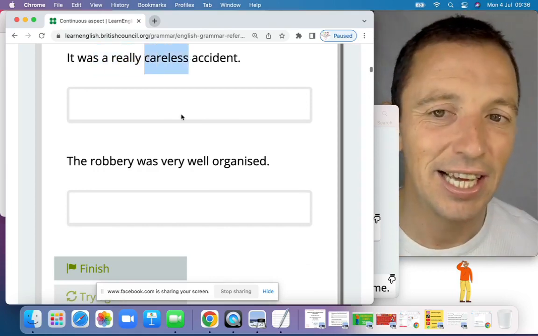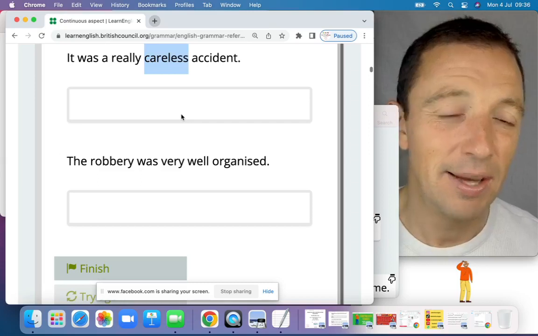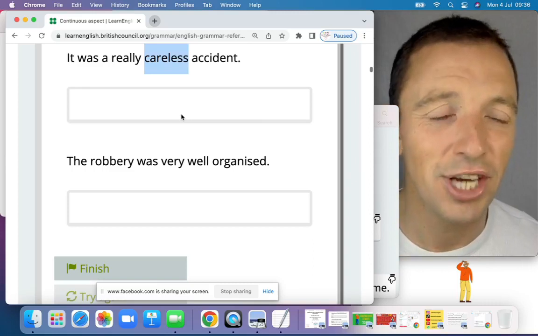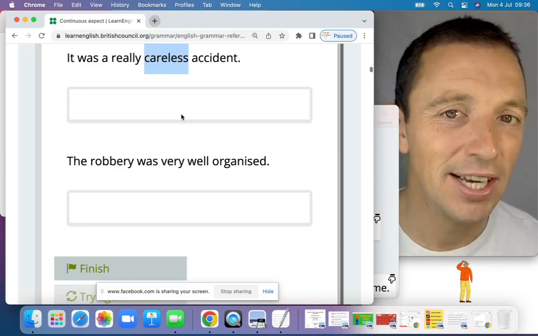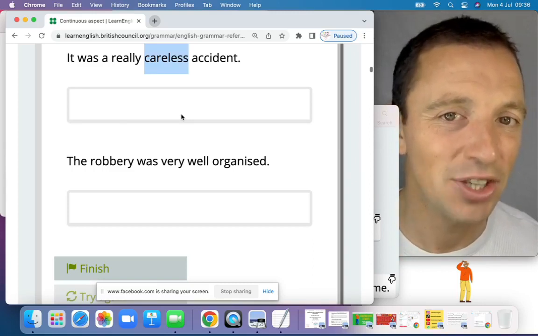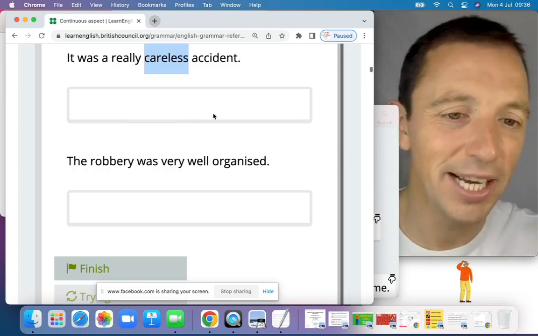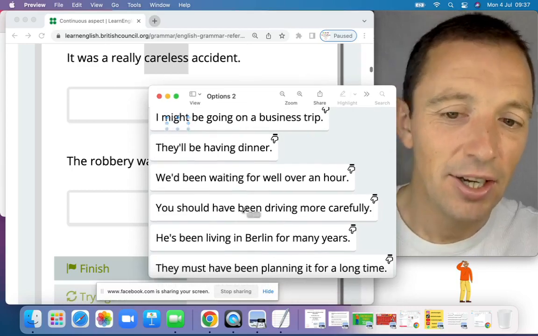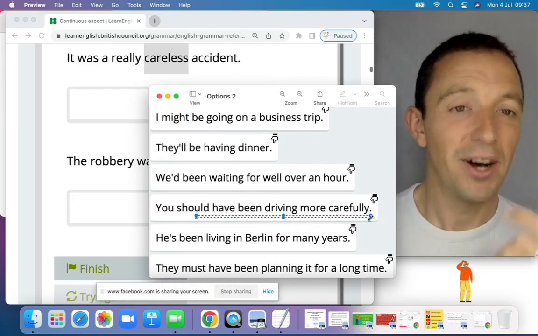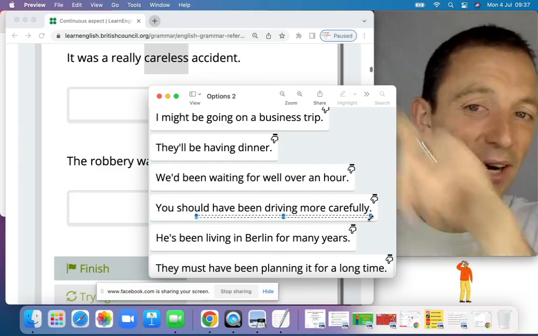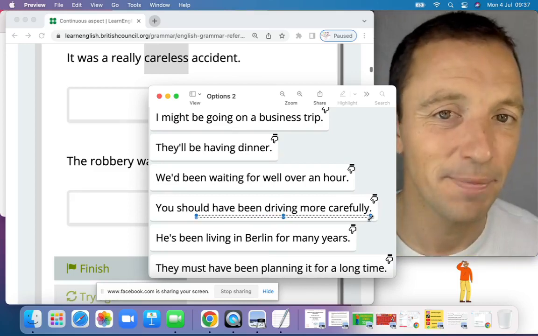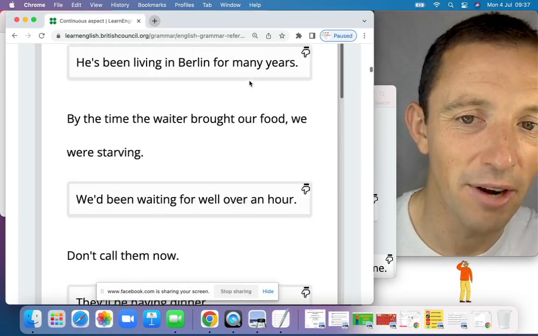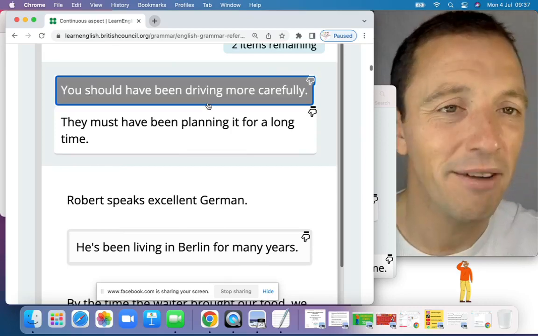Next: it was a really careless accident. So a bad accident that did not have the required concentration or attention, and this is the reason for the accident, because there was no attention, there was no care. So it was a really careless accident. And the context: you should have been driving more carefully, because you had no care. You can see the direct connection, careless and carefully. So I think that's the best answer. You should have been driving more carefully, I think. I hope you have the same answers.